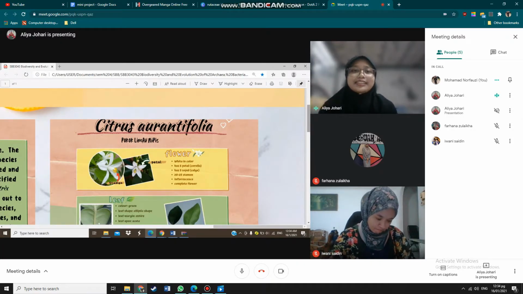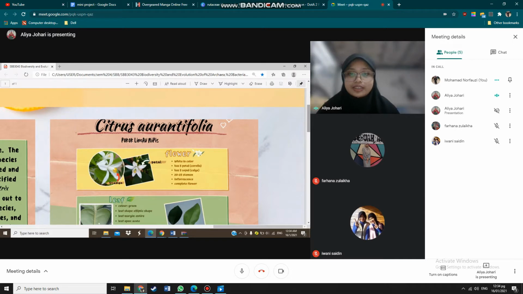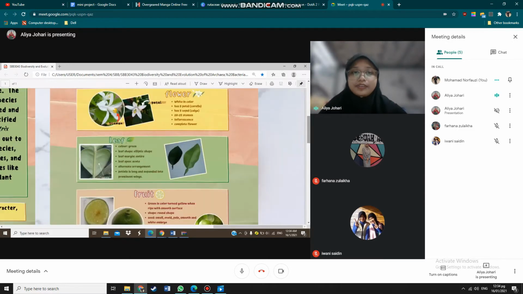Okay, the first plant is Citrus aurantifolia, or known as Bocot limonifera. The characteristic of the flower is white in color, has 5 petals, has 5 sepals. This petal 1, 2, 3, 4, 5, and it has 20 until 25 stamens. Inflorescence and complete flower. For leaf, the color is green. Leaf shape is elliptic. The margin is entire, and the apex is acute. The arrangement is alternate. The petiole is long and it has a petiole wing here.